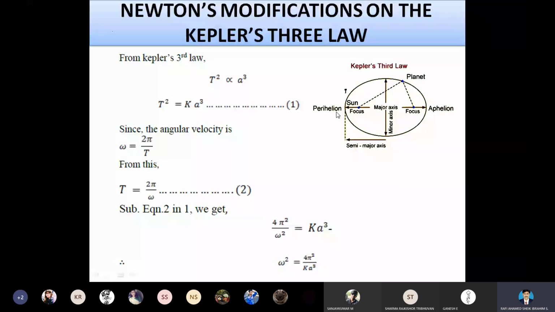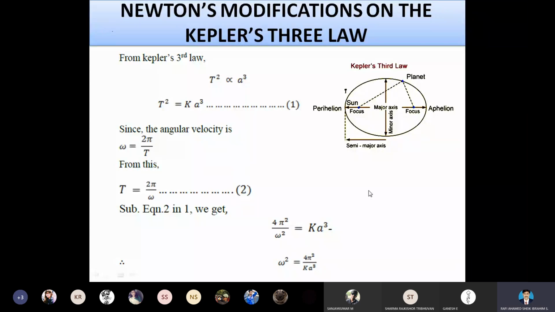Aphelion means the farthest radial distance. Perihelion means the nearest radial distance. What is shown is that the mass of the body is directly proportional to the force according to Newton, but the radius is not directly proportional to the force. So we are measuring the distance as r square.